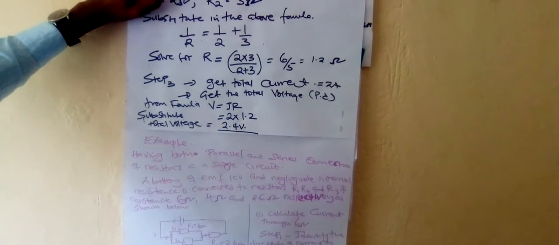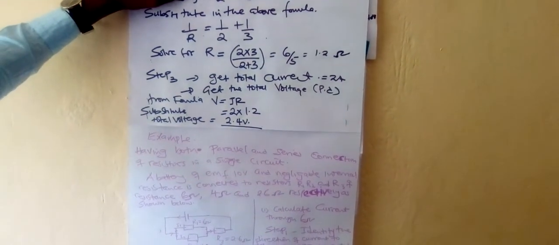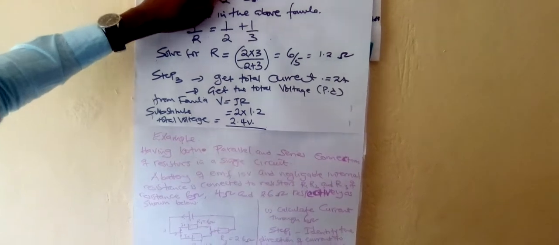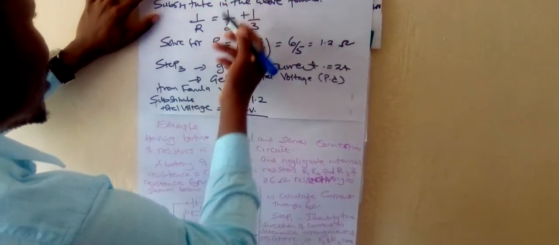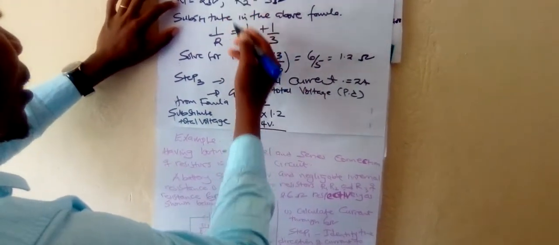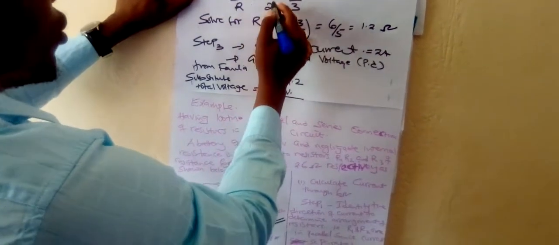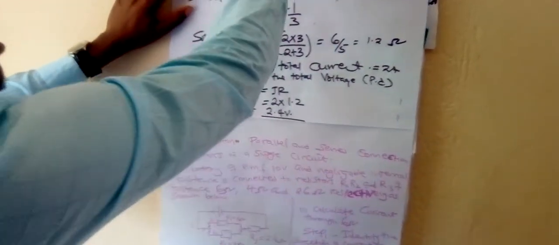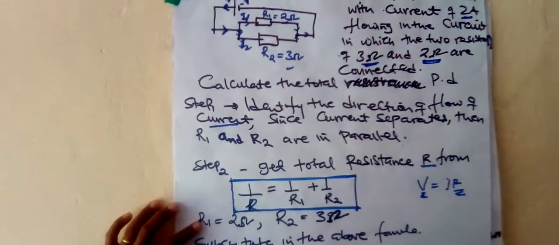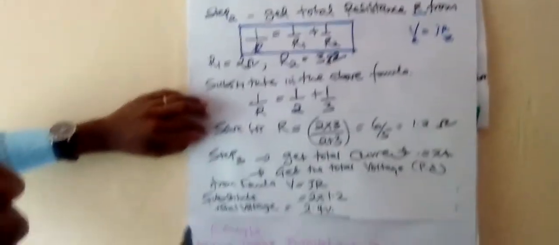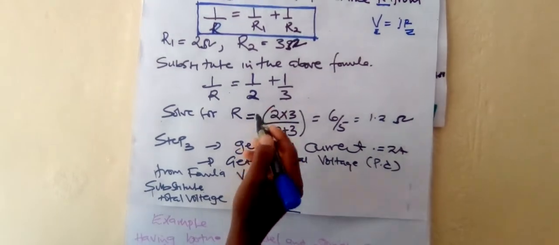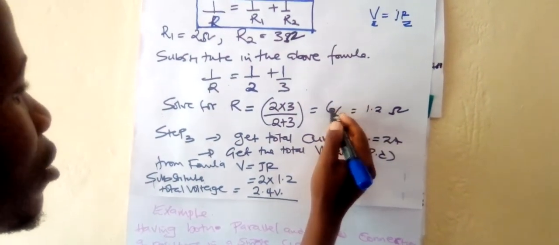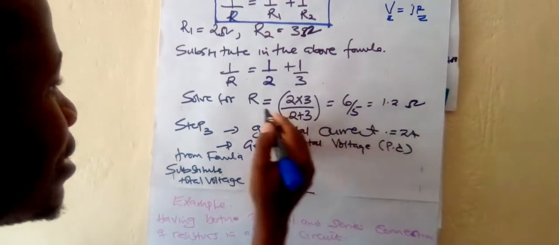Now, when we get our formula, that 1 over R is equal to 1 over R1 plus 1 over R2, then we shall substitute in. When you substitute in, we get this. 1 over R is equal to 1 over 2, where 2 is the R1. Then 1 over 3 is R2. Then we solve, and when we solve, we shall be able to get 6 over 5 as the R.